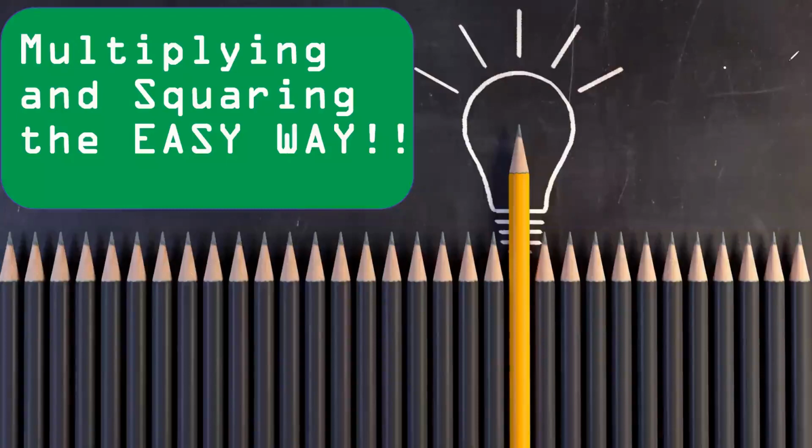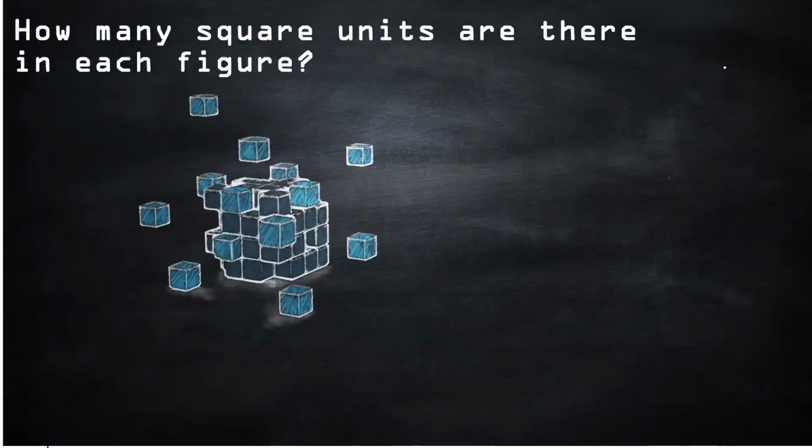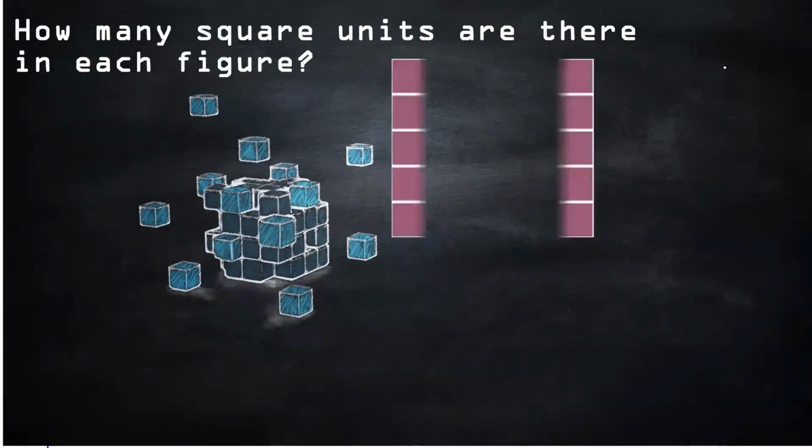Math Research Tutor. Today's video is about multiplying and squaring the easy way. Objectives: 1. Squaring numbers ending in 5. 2. Squaring the sum of 10 and multiplying fractions with 1/2. How to find how many square units are there in the figure.